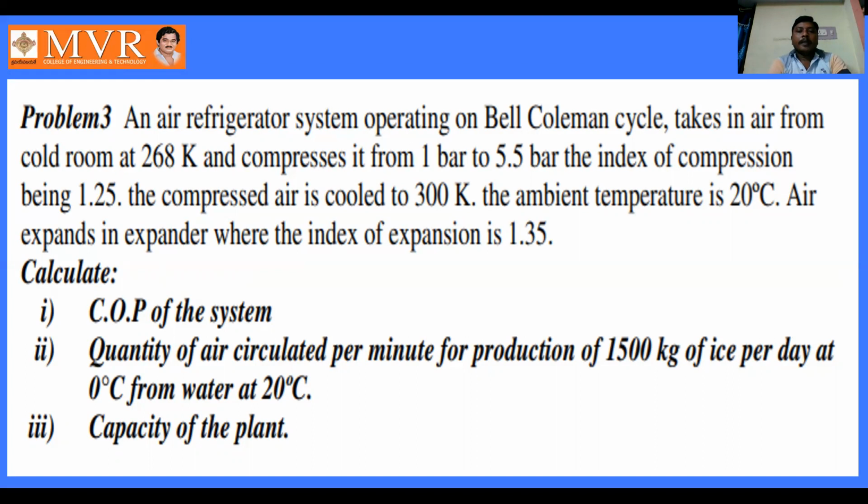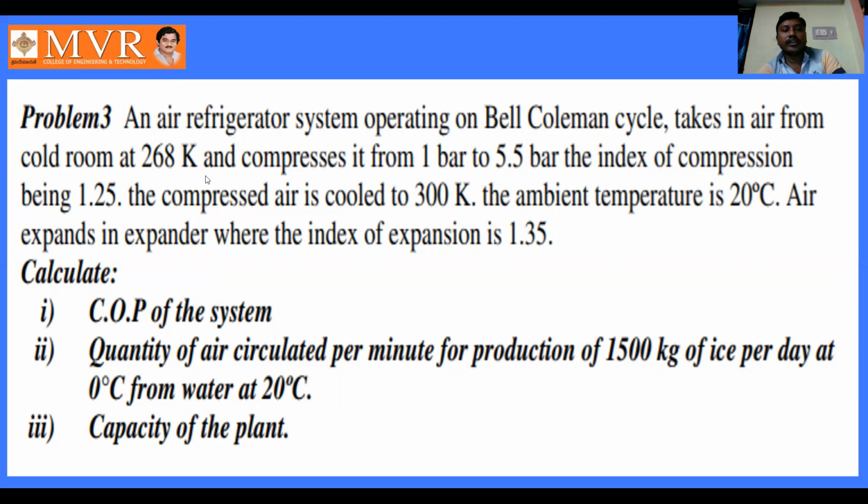See, we need to clearly understand the problem, how this air refrigeration system is working on the Bell-Coleman cycle. I have already told you the working principle of the Bell-Coleman cycle: the first process is the compression, how the air enters into the compressor and how the compression takes place. When the air enters the compressor, the temperature, see here, takes in air from the cold room at 268 Kelvin. Already it has been converted into Kelvins. No need of converting this here.